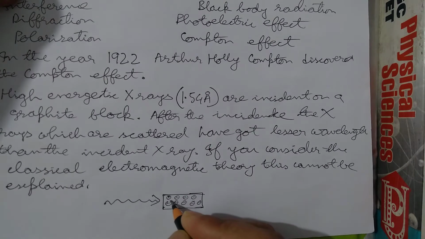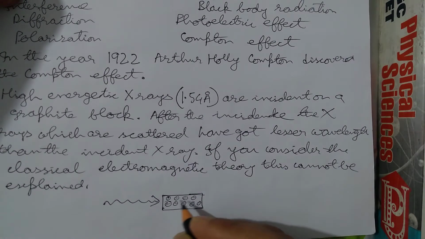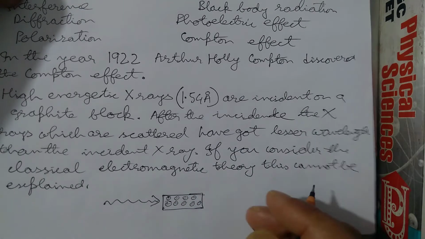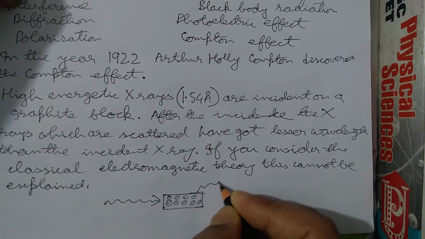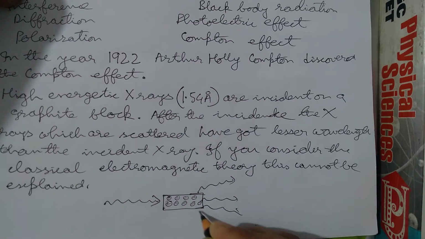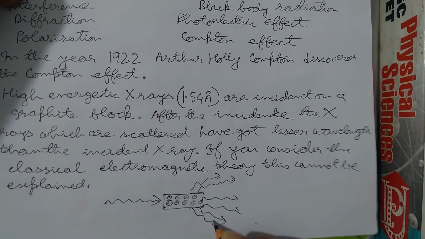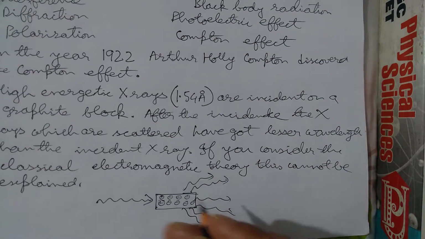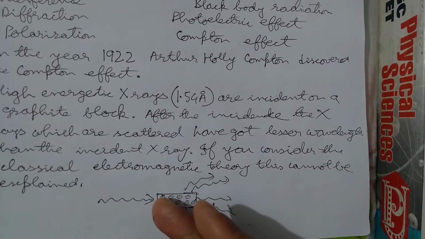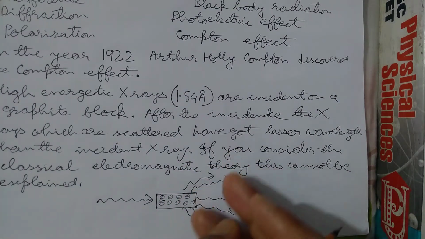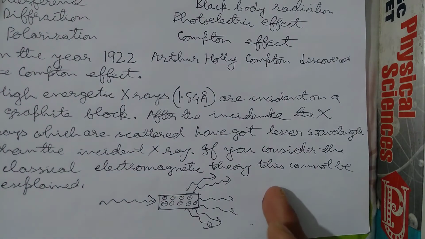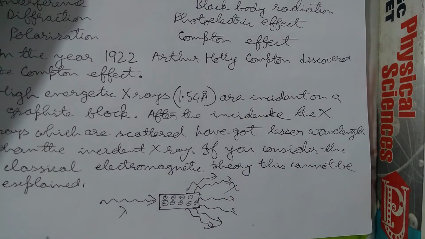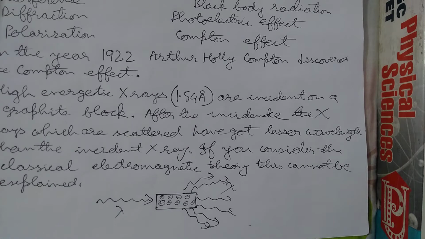So what will happen actually? When the X-ray is hitting the graphite block, these electrons will start oscillating, right? Now with the energy of the X-rays, when they oscillate, they will emit radiation in all directions like this. With what energy? These electrons will oscillate with the energy of the X-ray only, so they will emit that frequency only. If this is lambda, then this will be lambda only. That is the classical electromagnetic theory.